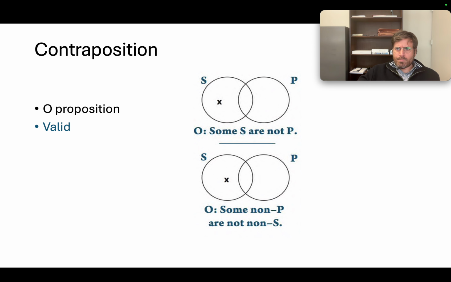I think it's perhaps the hardest for students to apply contraposition to the O propositions, perhaps because we need to retain that negative in our copula, are not, while still adding another complement to the subject group, as we've discussed, right? Hold on to are not, even as you're adding another non to the subject class. Okay? So O allows us to contrapose.